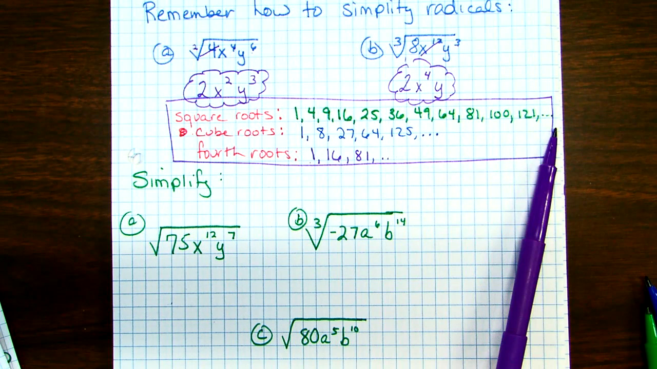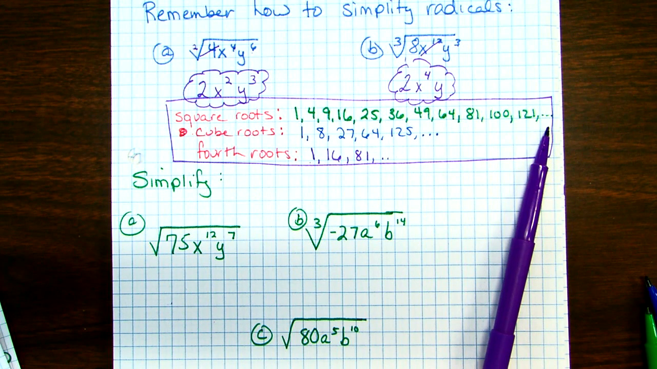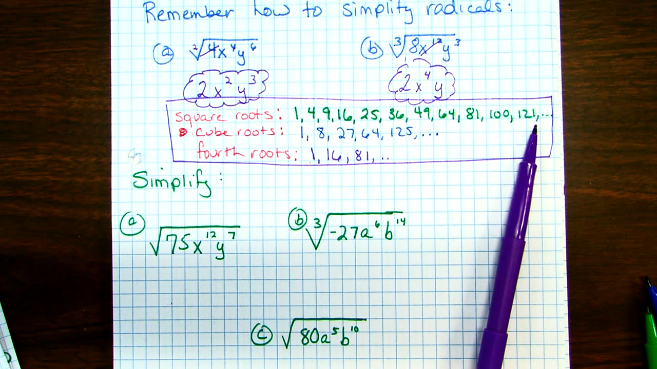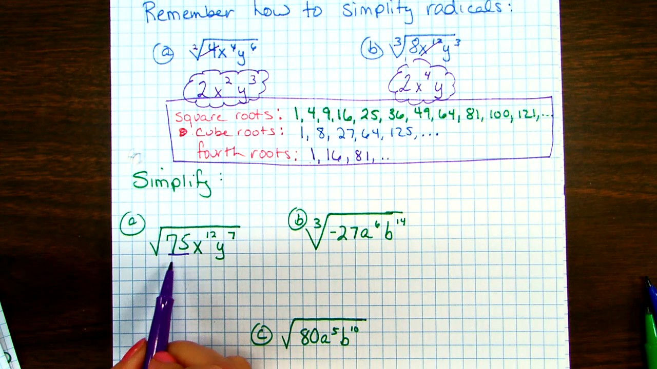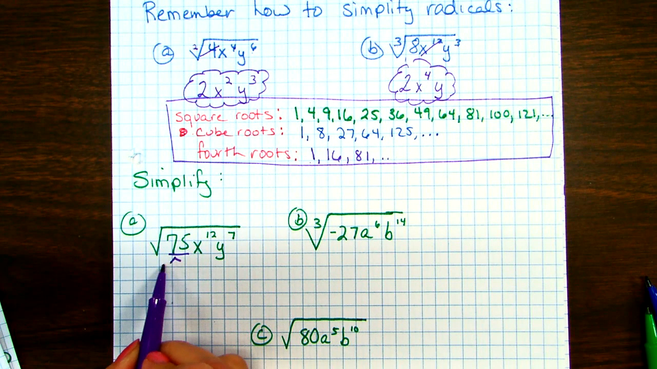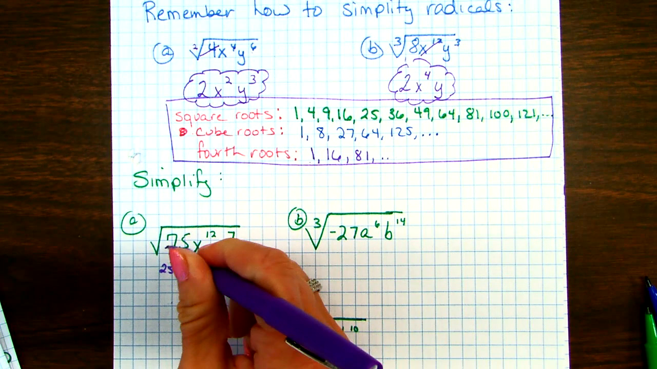75 is not in our list, but that doesn't mean we can't simplify it. And we've done this before. Think about what number goes into 75 that's in that list, that's a perfect square. What number goes into 75 that's in that list? 25. Yes. So 75 is 25 times 3. Okay, so we're done with 75.